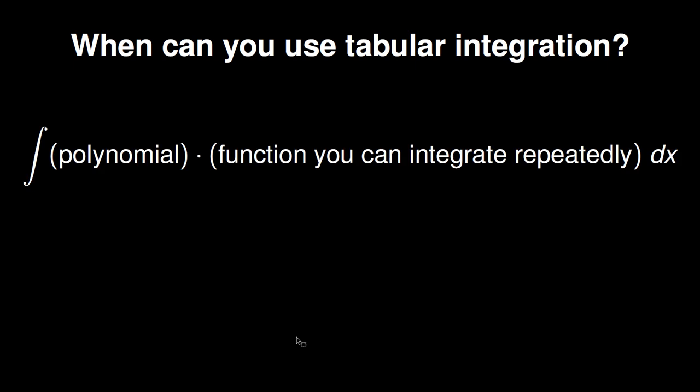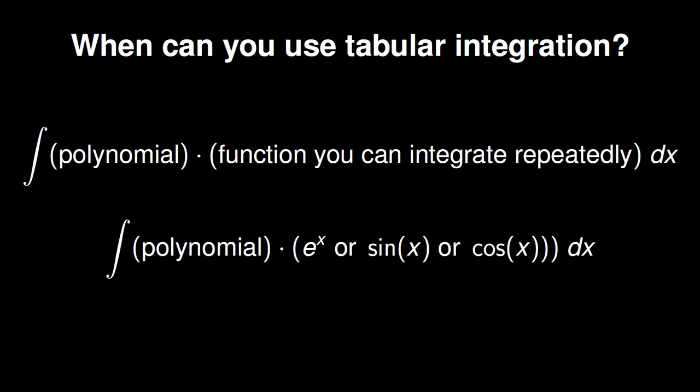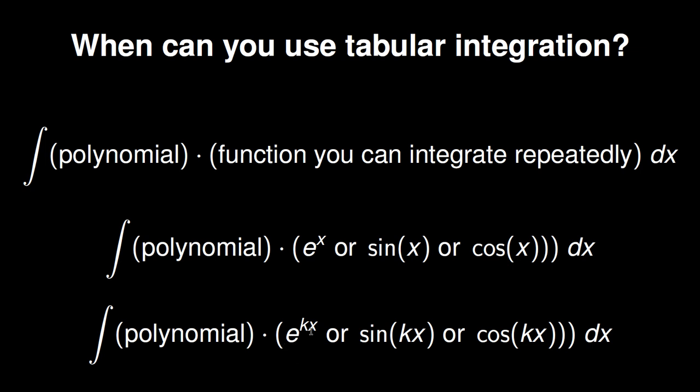Now, when can you use tabular integration? Well, the idea is you need to have a product of a polynomial times some function you can integrate repeatedly. And as long as you have this type of product that you're finding the antiderivative of, then you can use tabular integration. So in general, it works best when you have a polynomial times either an exponential, a sine or a cosine, or even more generally, when you have e to the kx, or sine kx, or cosine kx that's being multiplied by some polynomial.